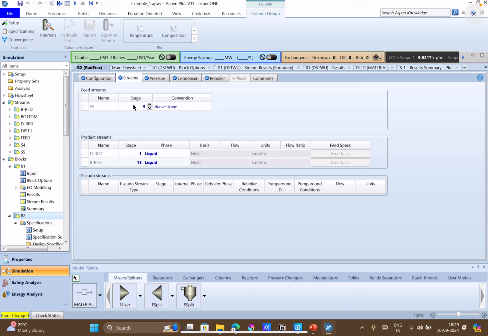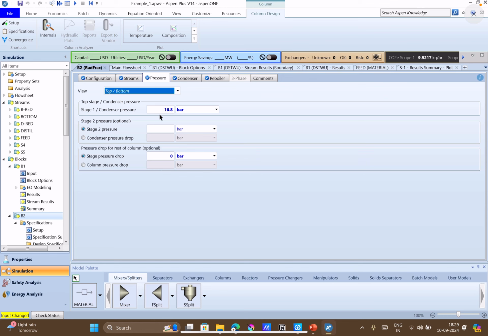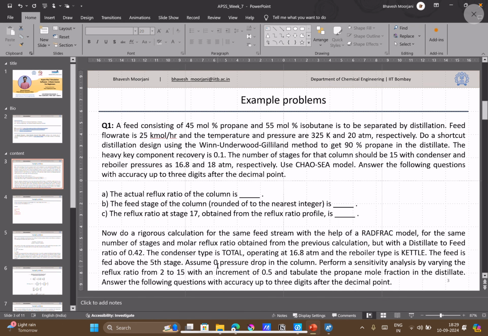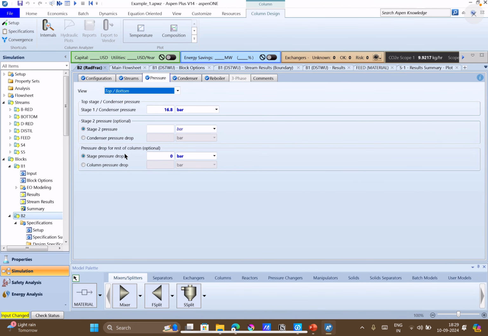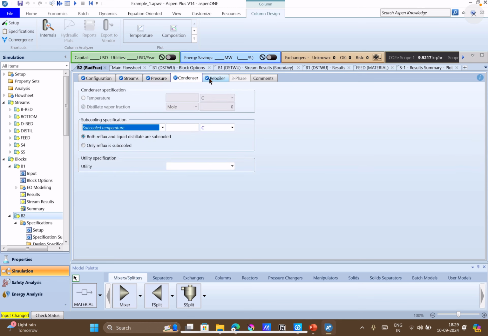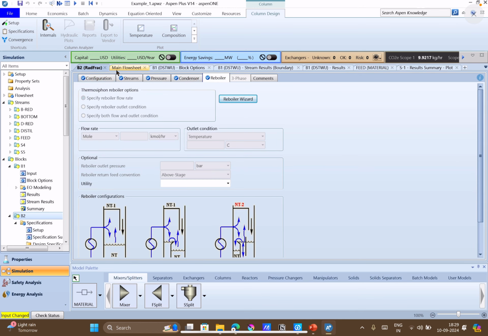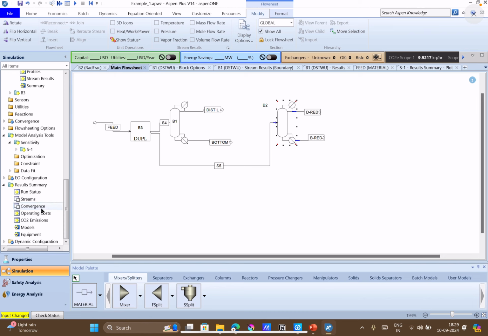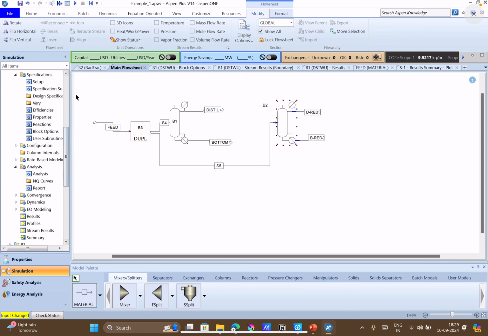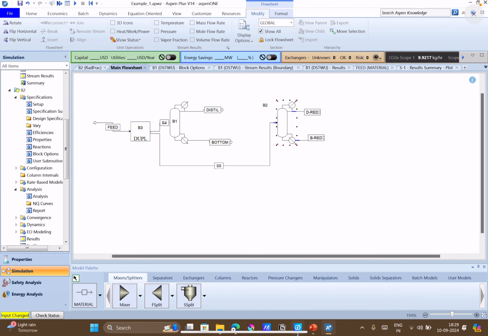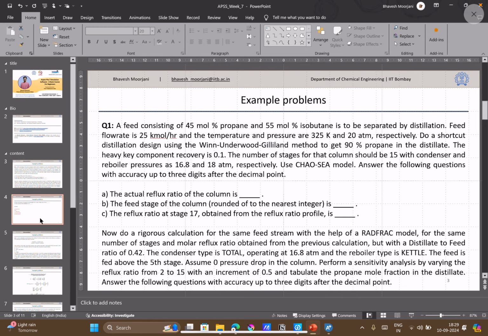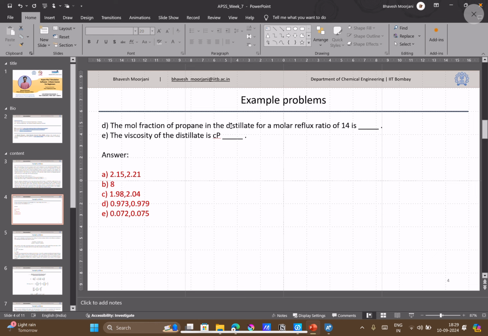Feed is entering at stage number 5, that has been added. Pressure value of the condenser is given as 16.8 bar, and it has been said that there is no pressure drop, so assume zero pressure drop in the column, so that's why the stage pressure drop has been considered as 0. Thus all the inputs are complete, and once we run the simulation we get the corresponding result for the B2 block also. What has been asked of us first is the mole fraction of propane in the distillate for the molar reflux ratio of 14.